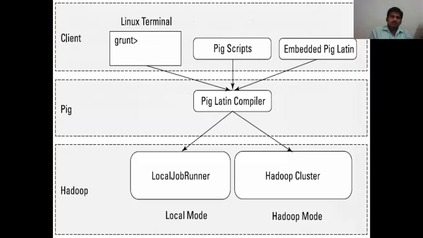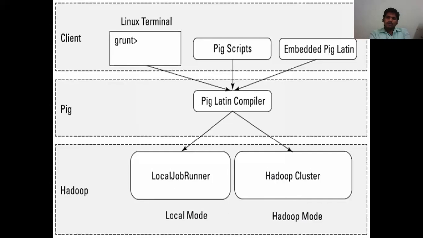See this one. Total, how is a Pig Latin program going to be run? One is the terminal, another one is a Pig script, another one is embedded Pig Latin. These three are ways of running Pig Latin statements. So that is how to run a program. In Apache Pig, either we run in local mode or Hadoop mode. Can anyone remember what is the difference between these two?